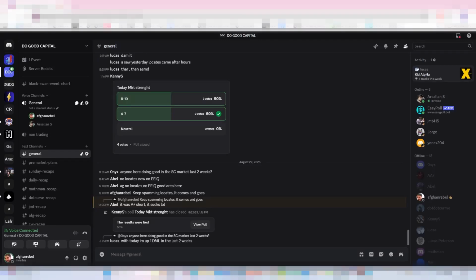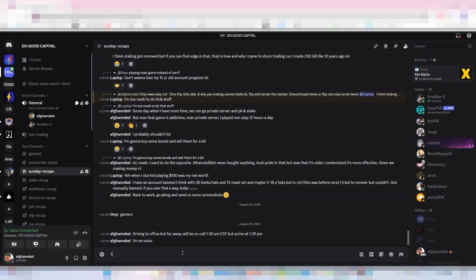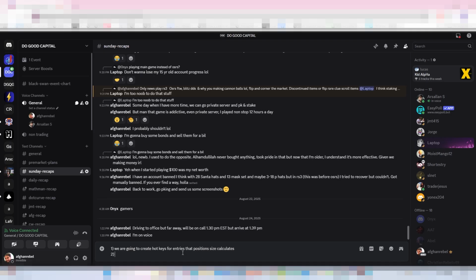So we'll start now. Let's work with what our goal is today. Number one, we are going to create hotkeys. We are going to create hotkeys for entries, exits, for entries, but in the positions as codes. The other objective is to go over the recap, how to do it properly or how to improve what is missing.